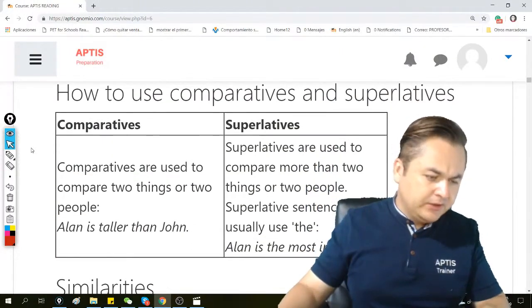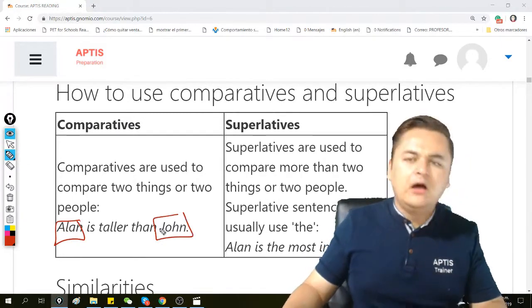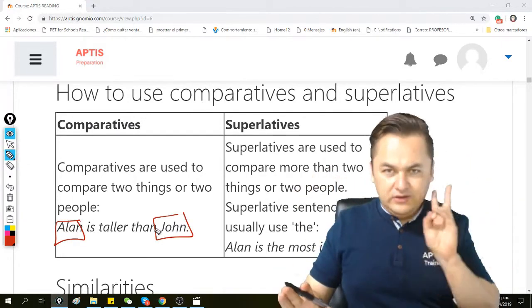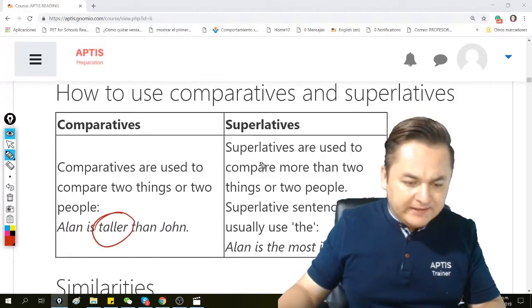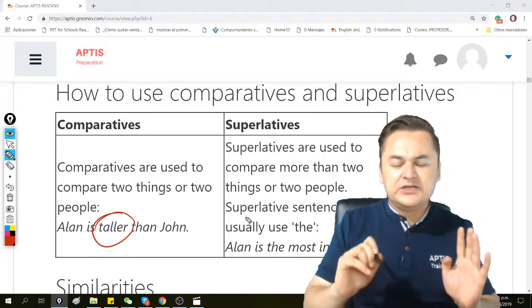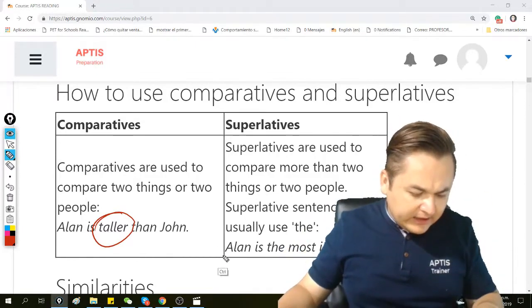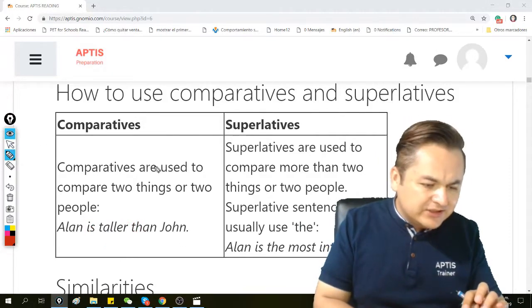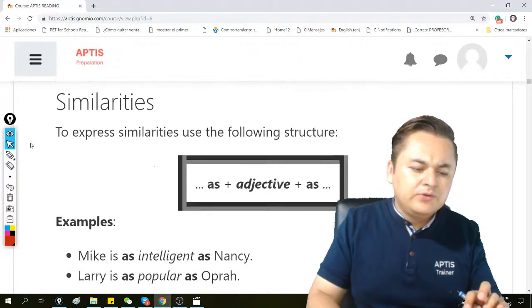Just to remember, you use comparatives when you want to compare Ellen and John, only two people. So you say one is taller than the other. But if you want to talk about Ellen as a person compared against a group, here it says Ellen is the most intelligent student, for example. So this is how you use them.